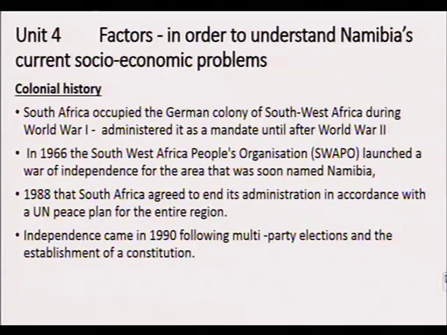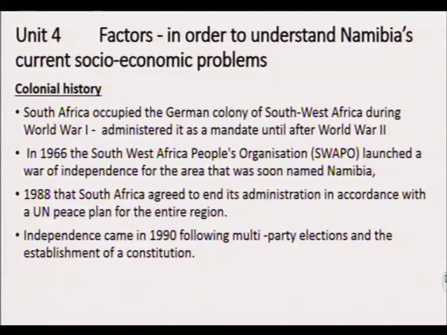This brings us to Unit 4, and especially to have a look at the factors that we need to take into consideration if we want to understand Namibia's current socio-economic problems. And the first factor is the colonial history of Namibia. We know that South Africa occupied the German colony of Southwest Africa during World War I, and it was administered as a mandate until after World War II.